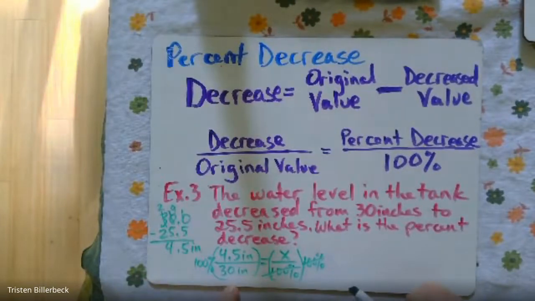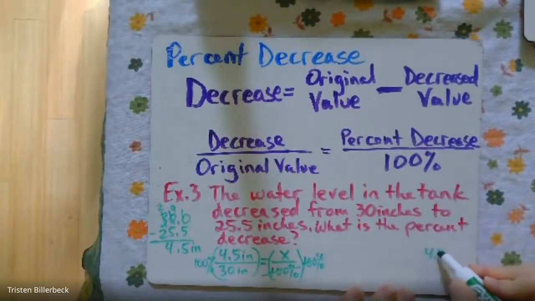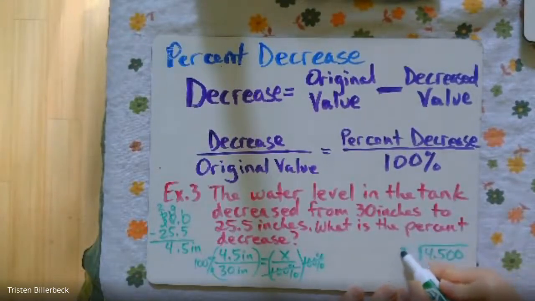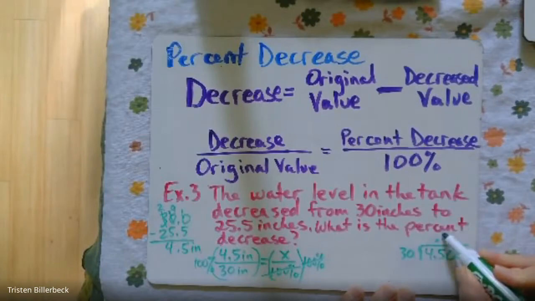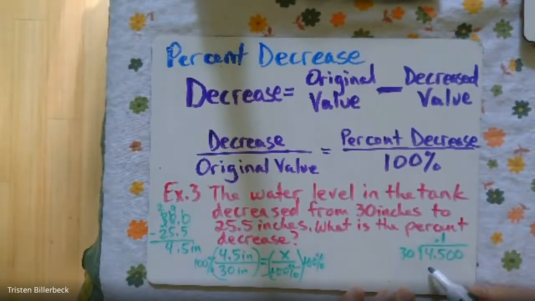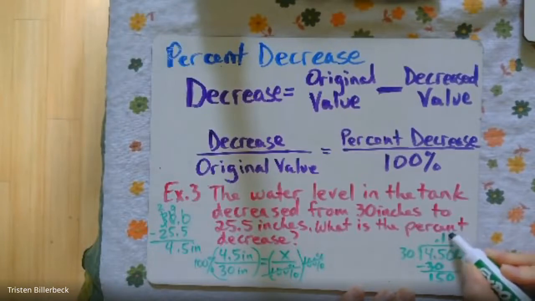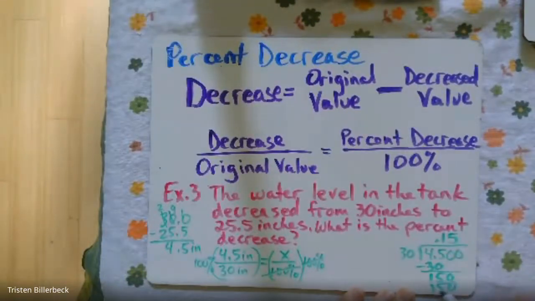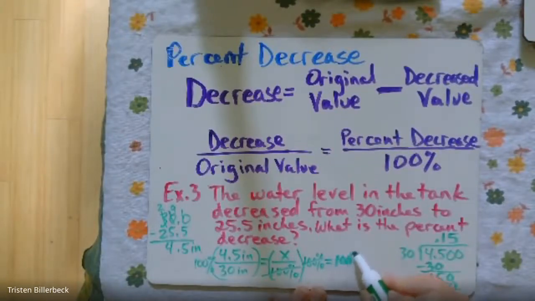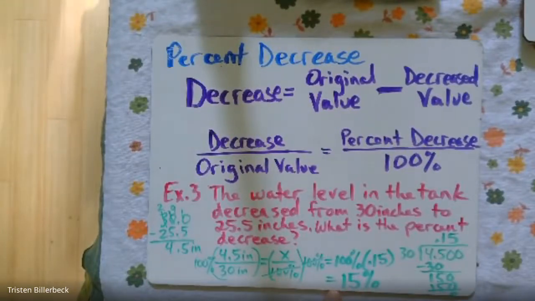And let's see, we'll use a little bit of a dry erase calculator there. So we have 4.500, and we've got 30 on the outside. Decimal here. We put the 30 here, subtract, and we have 5 of those. And we're done. So we have 100% times 0.15, which equals 15%. So it was a 15% decrease in the height of the water.